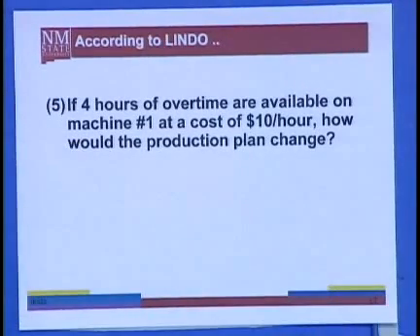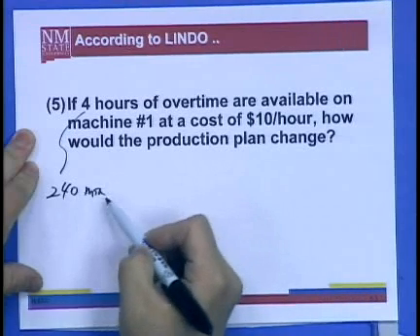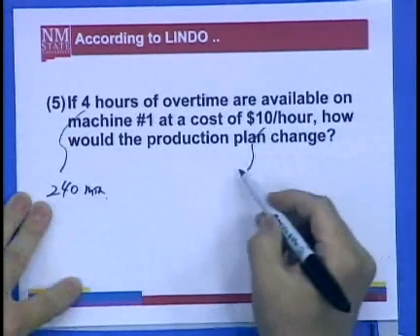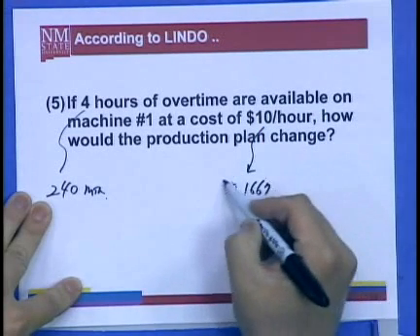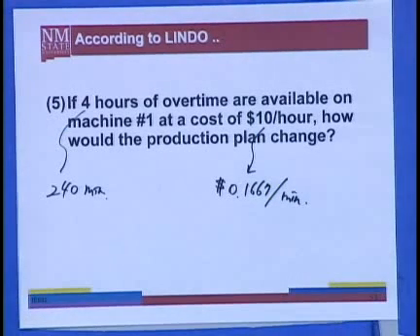Okay, then how do you answer this question? If 4 hours of overtime are available on machine number 1, again, this is 240 minutes, right? The cost of $10 per hour, same, this should be $0.1667 per minute, right? How does the production plan change?